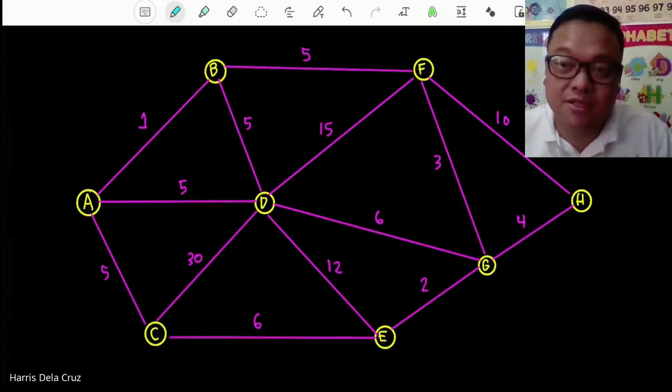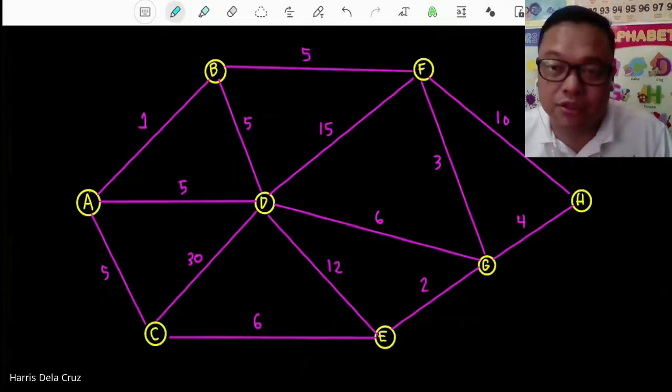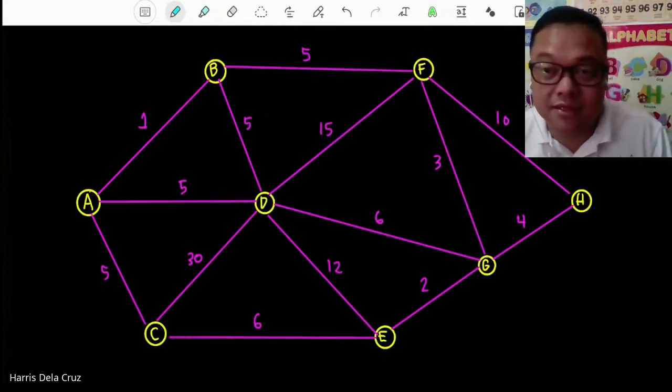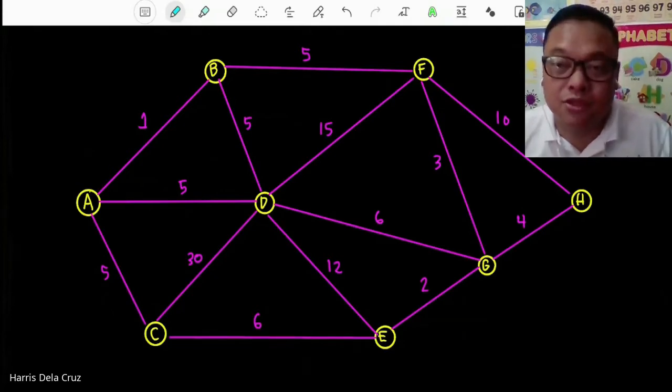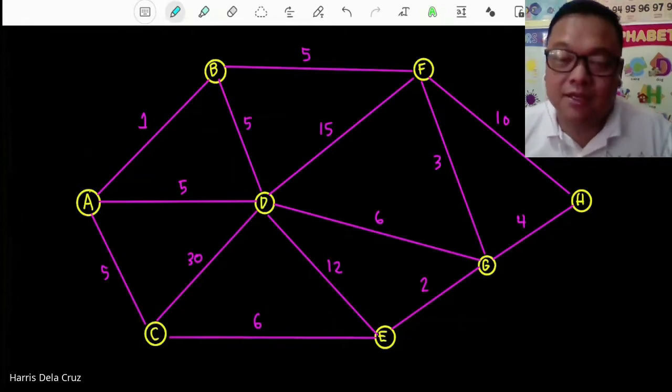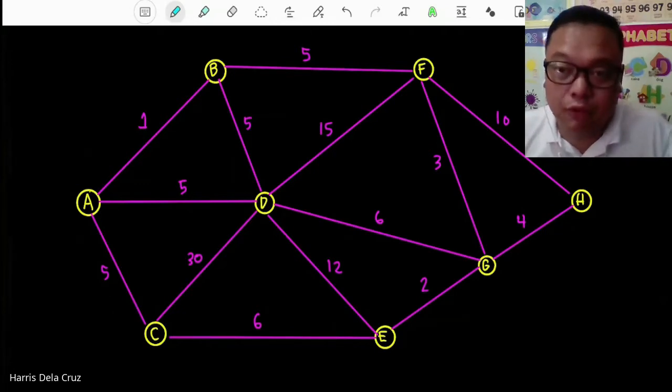So the markings could be the distance of the road or the cost of traversing each road or the time it takes to cross from one town to another using that road. So the shortest path problem is a problem on finding the shortest path from initial vertex to terminal vertex. So in this problem, we're going to find the shortest path from vertex A to vertex H using Dijkstra's algorithm.